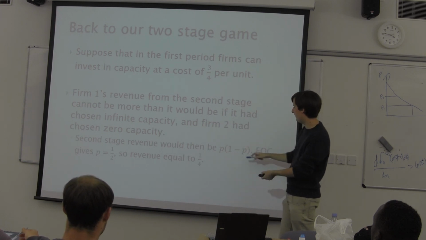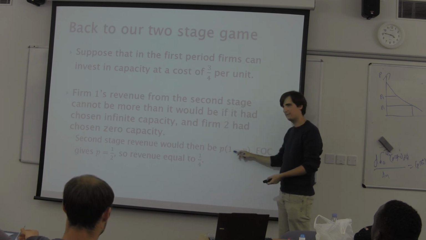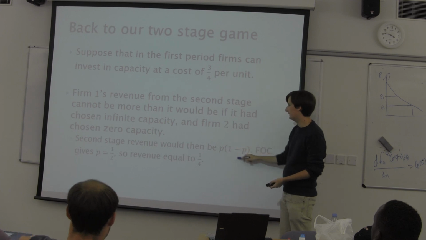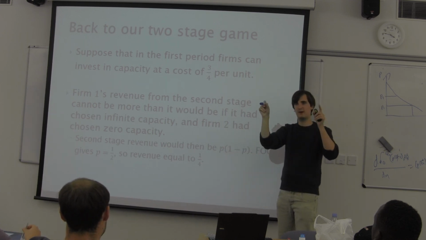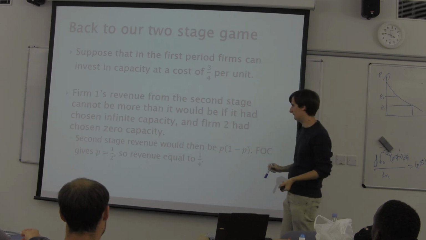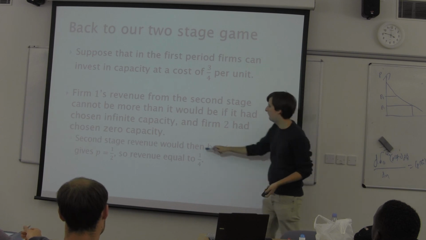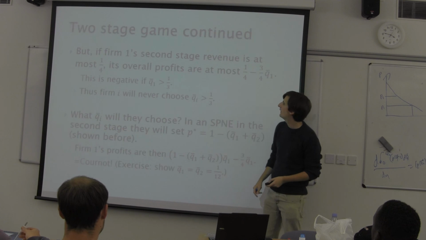There's nothing they can do to beat monopoly revenue. What's their revenue on the monopoly? Profits are going to be price times quantity, and that's clearly going to be maximised at the price of a half. Remember this trick that it has a 0 at 0 and a 0 at 1, so the maximum must be halfway in between. So the maximum revenue they could possibly get in the second stage is a quarter.